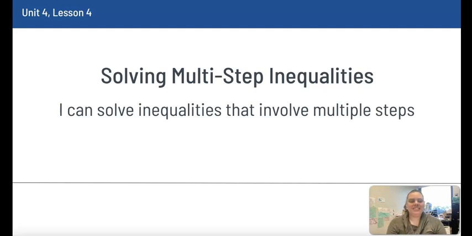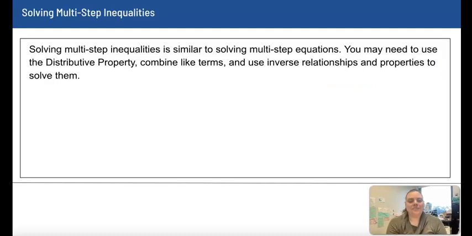Hey y'all, in this lesson we're going to look at solving multi-step inequalities. By the end of this lesson we want to be able to say that I can solve inequalities that involve multiple steps. Let's take a look.